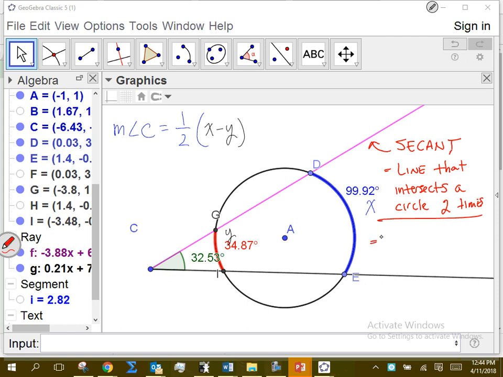Sometimes you might see the definition that it is a line that contains, so contains means that there's something inside it, right? What would you call that thing right there? A chord.